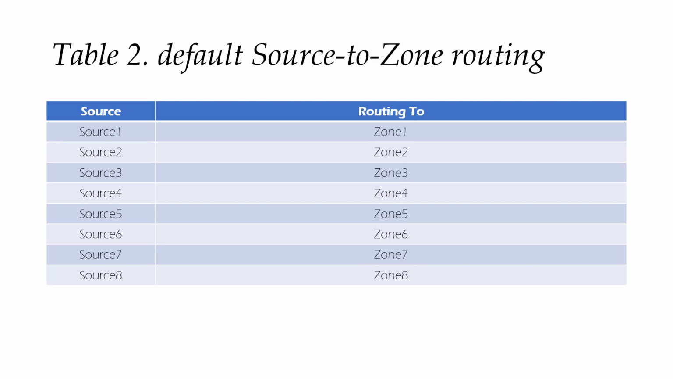Table 2. Default source to zone routing. In the default source to zone routing, source X is routed to zone X, i.e. source 1 to zone 1, source 2 to zone 2, etc.